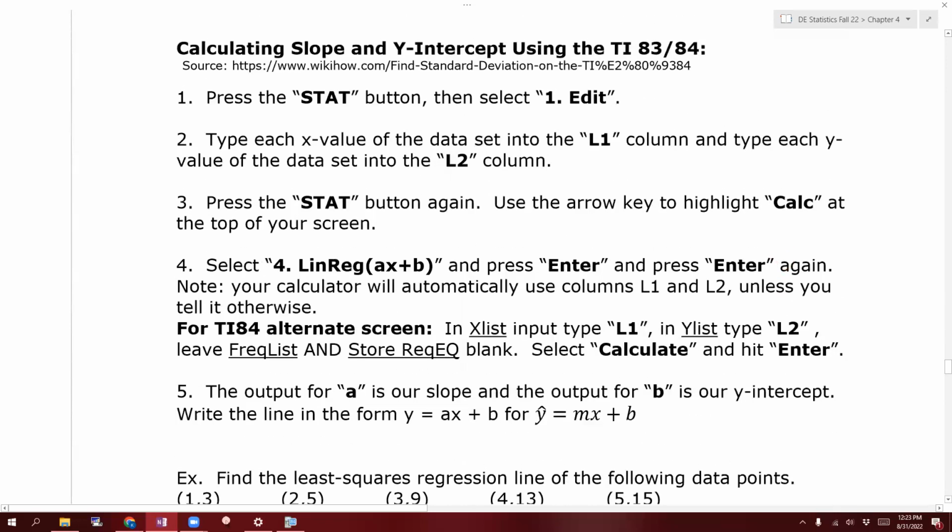This goes through and tells you how to find that. It's essentially the exact same steps to find our R, because our R and the A and the B are found in that same function, that linear regression function.